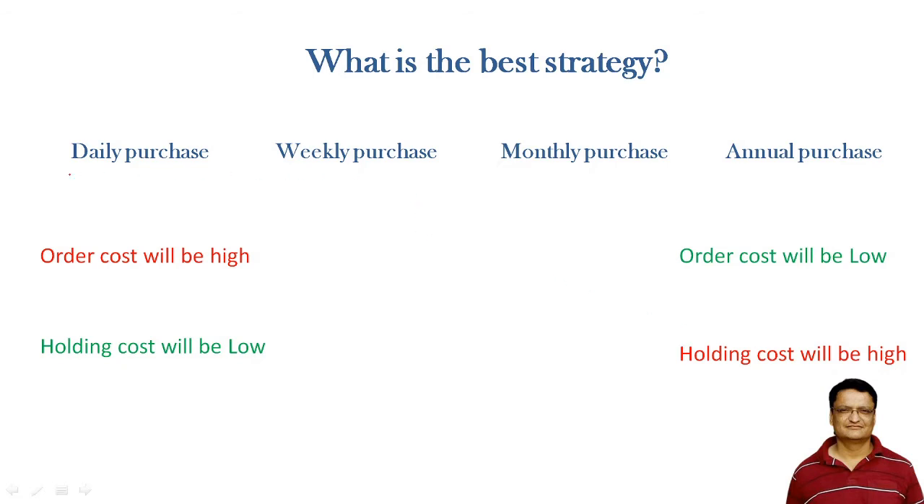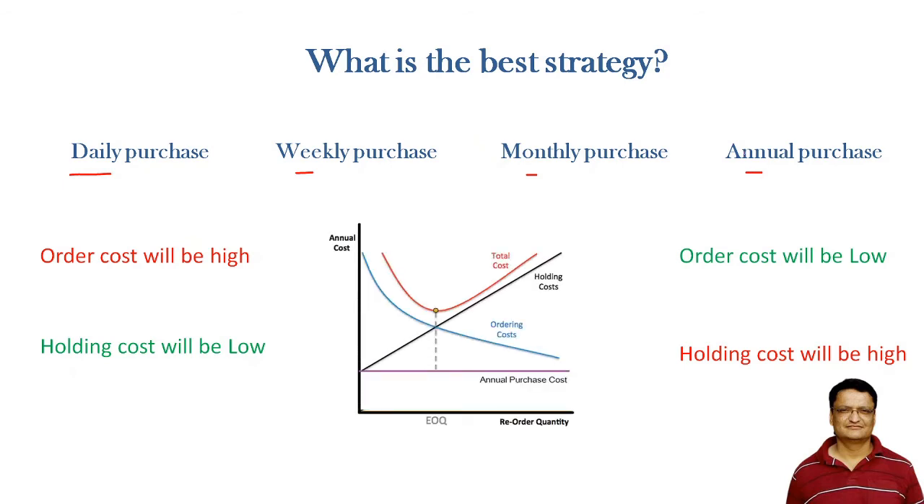Now these are not the only 4 ways, right? You can have a different number of approaches. You can make a 10 kg purchase, 15 kg purchase, 20 kg purchase. So you have unlimited options. So how do I decide what is the best strategy for me, which will provide me the minimum cost?